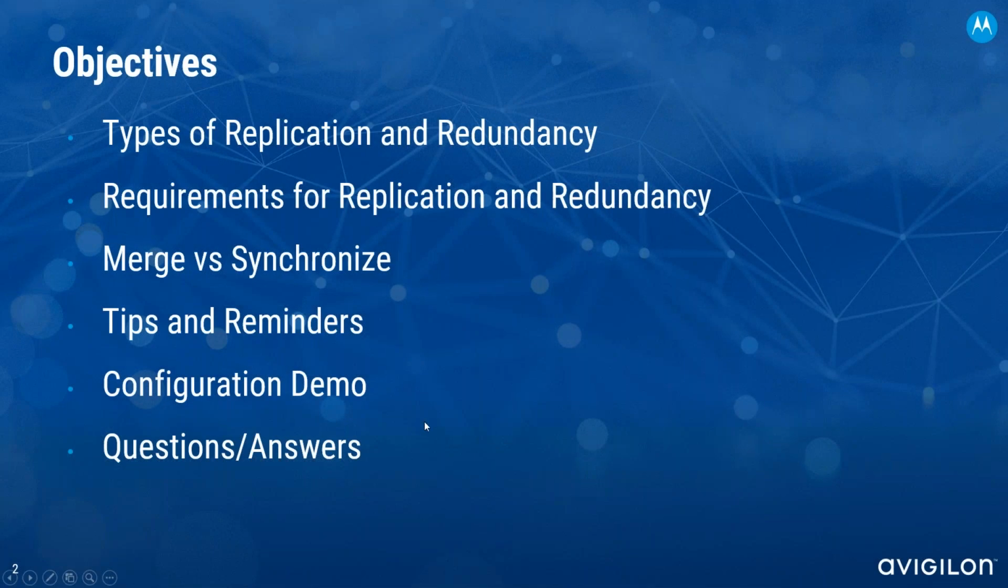Okay, so just some of the objectives today. We're going to talk about the different types of replication and redundancy. We're going to talk about the requirements for setting up replication and redundancy. And I do want to spend some time talking about the difference between merge and synchronize. This is a very important distinction. This comes up a lot, and I'll go into that in more depth when we get to that. And I'm going to pass along some tips and reminders for when you do set up replication or redundancy.